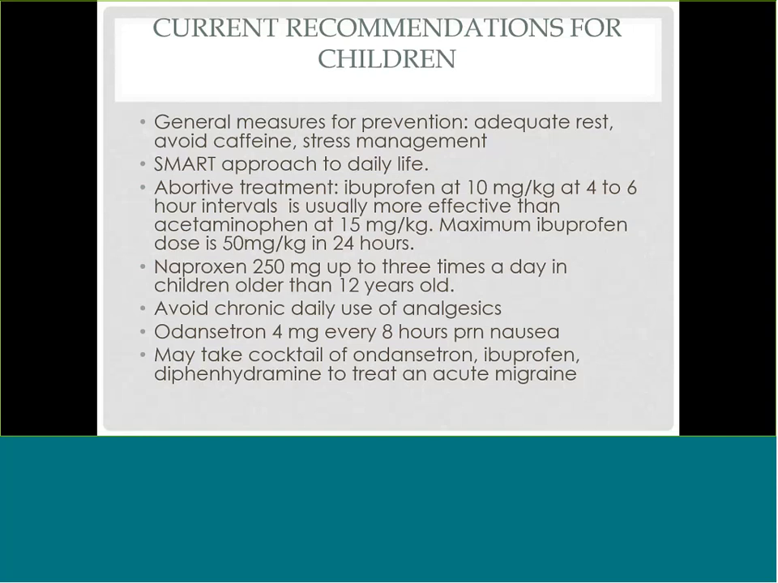If a child has a migraine, we usually start with anti-inflammatories, since it's been shown that migraine is an inflammatory process. It's been shown by previous studies that ibuprofen is more effective than acetaminophen for childhood migraine. We usually use ibuprofen at 10 milligrams per kilogram at 4 to 6 hour intervals, but sometimes we do alternate it with acetaminophen.